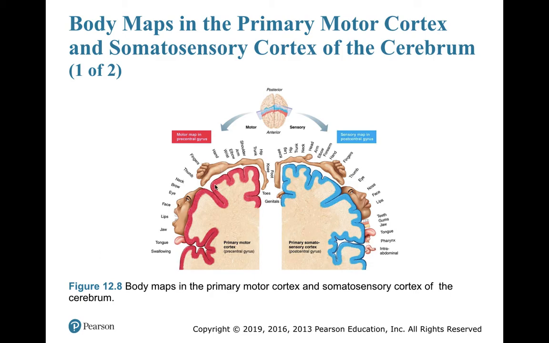So here's our motor homunculus. See, it's an exaggerated drawing. Some parts are bigger than we expect, and some are smaller than we expect. And that's because the size of those areas is related to the number of muscles that the nervous system is controlling in that area. So we have a relatively small forehead, but a lot of muscles in our mouth and lips. And we will see a sensory one on the other side when we get there.